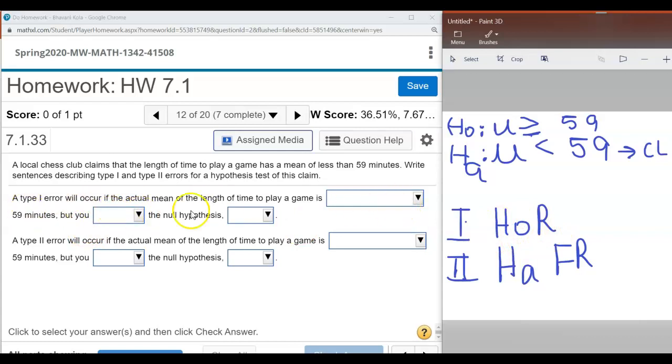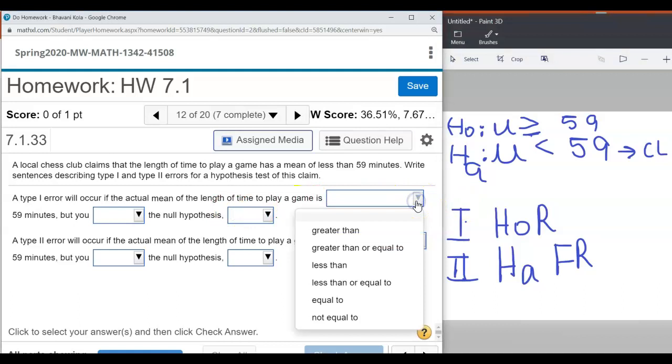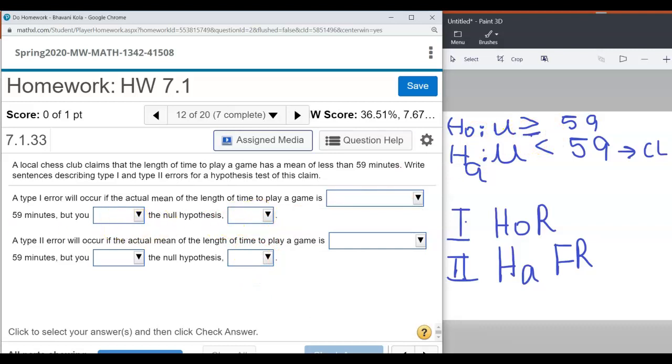The type 1 error occurs if the actual mean length of time to play a game. Okay, so what is my H naught here? Greater than or equal to. But let me go ahead and show you the easiest way. What do you do for type 1 error? What's your keyword? Your keyword is reject. So what do you do for type 1? Reject. What is the opposite? Type 2, what do you do? Fail to reject. Do you see that?